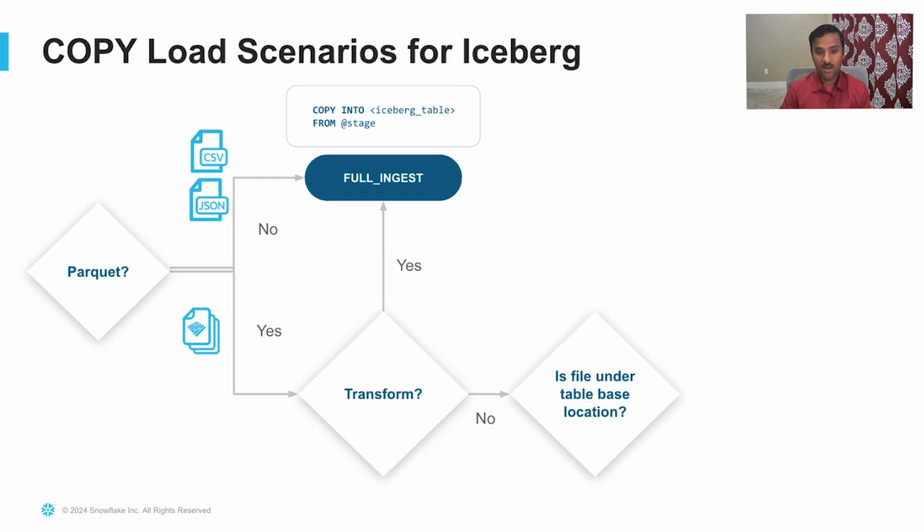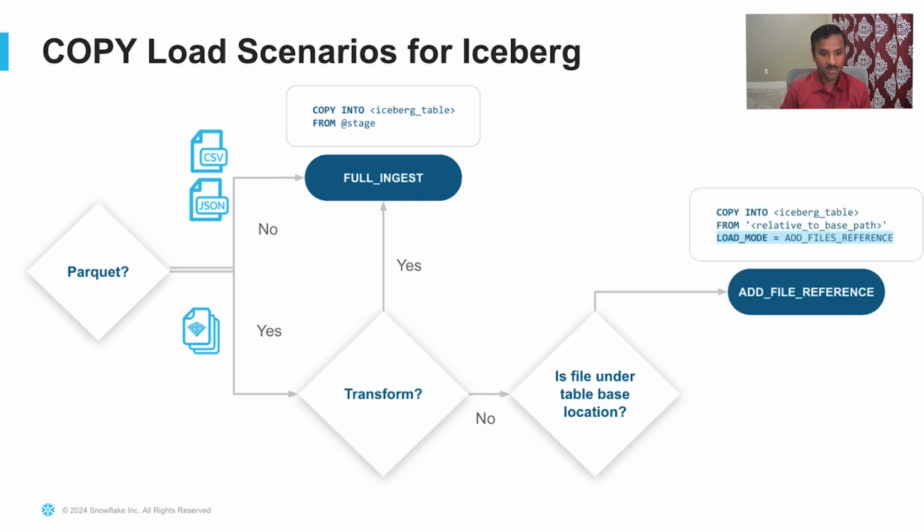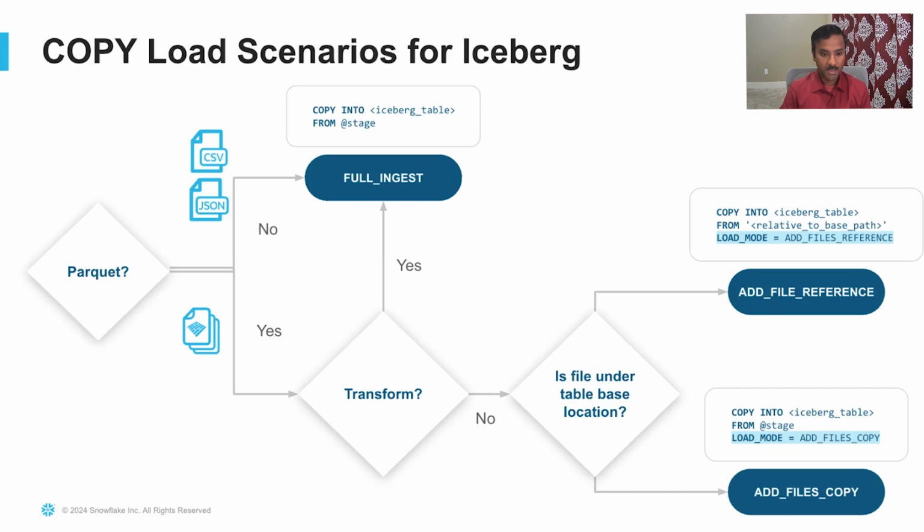If the source files are under the table base path, then we can use the add files reference mode that we talked about a few minutes ago and simply add the files without any additional work. If the source files are not under the table base path, then we can use the add files copy option, and this will copy the files to the table base location before adding it to the Iceberg table.